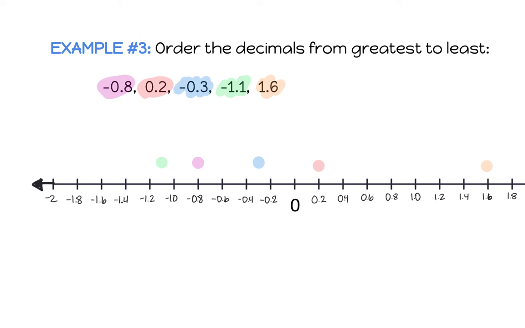However, the instruction says to order numbers from greatest to least. That means I will order numbers from positive to negative. This way, following the order I have in the number line.